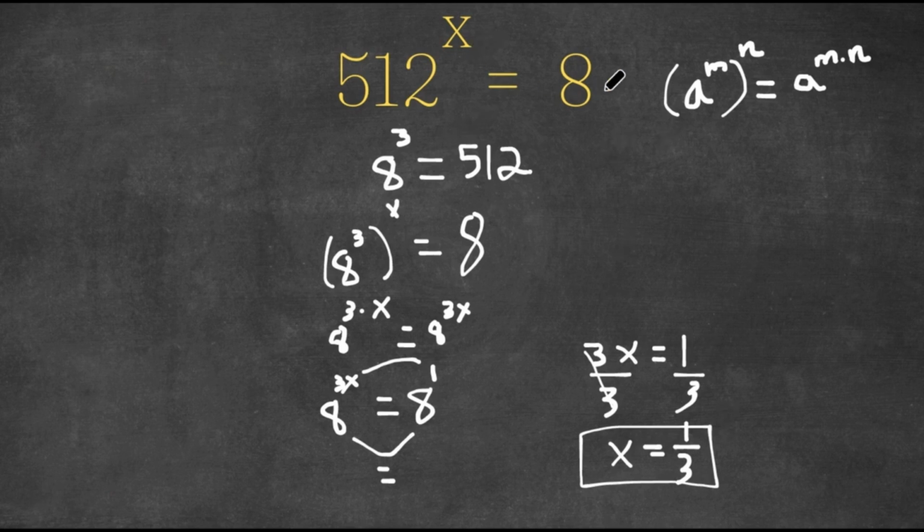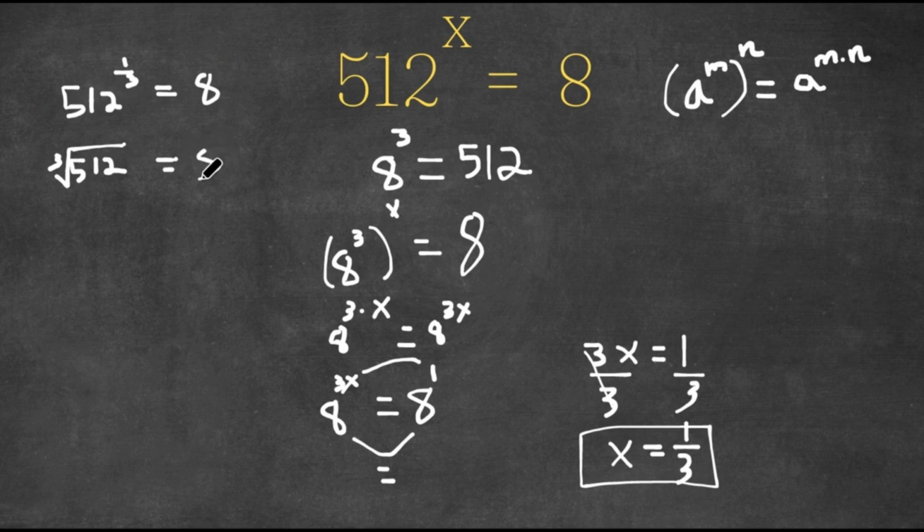Now, if we plug it into our equation here, we have 512 to the power of 1 over 3 equals 8. Well, 512 to the power of 1 over 3 is the same thing as the cube root of 512. And the cube root of 512, so what to the power of 3 equals 512? 8. 8 to the power of 3 equals 512, so this is equal to 8, and 8 equals 8. So this is right, meaning our solution is right.